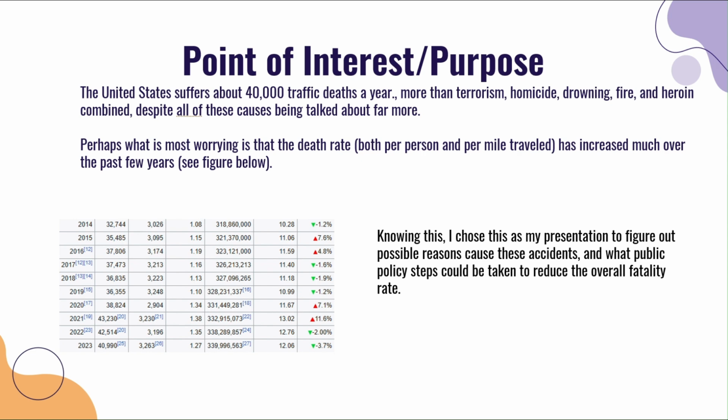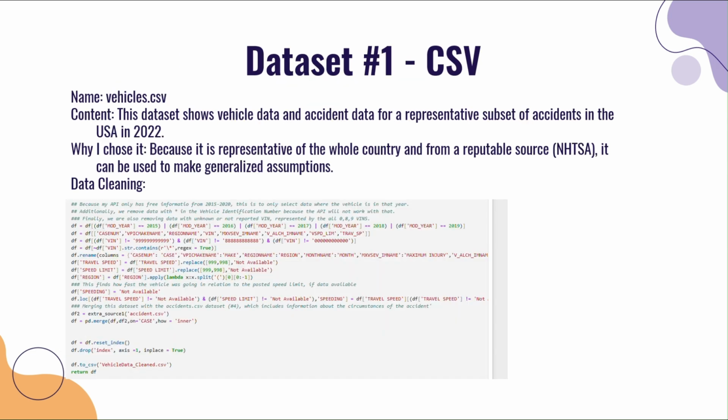So, I had to get some data sets. My first data set, my CSV data set, is entitled vehicles.csv, and it shows vehicle data and accident data for accidents in the United States. I chose it because it was representative of the whole country, and that allows me to make conclusions about public policy for the country writ large. Cleaning this was relatively simple. I removed a lot of the entries that had null values in key fields that I wasn't able to fill in with anything, and I also formatted it in a way that I could merge it with my other data sets.